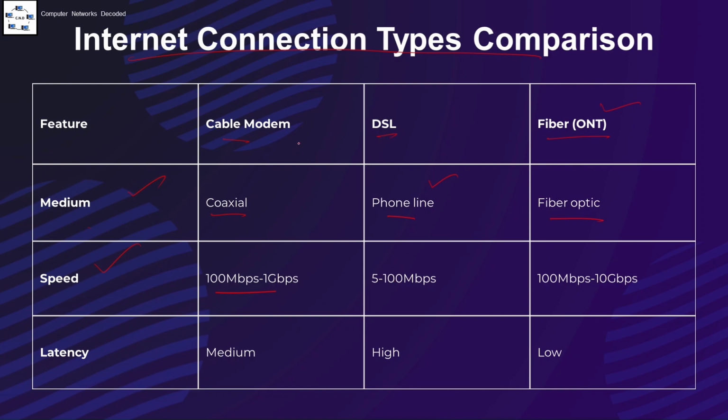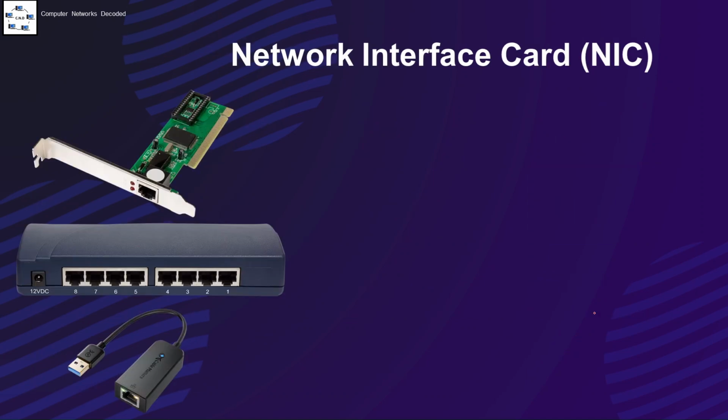DSL and cable modem are rarely used nowadays. ONT is the latest standard. So DSL has a speed of 5 to 100 Mbps, while the ONT is the fastest of all. It has 100 Mbps to 10 Gbps speed. Latency, so cable modem has medium latency. DSL has the highest latency, while fiber optic or ONT has the lowest latency of all these.